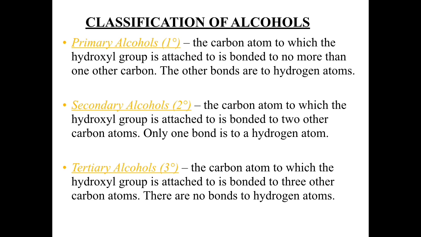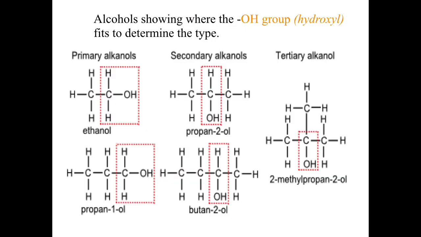There are three basic types of alcohols. Primary, where the OH unit is on the end. Secondary, where the OH unit is attached to a carbon that's fastened to two other carbons. And the tertiary, where the carbon is attached to a carbon that is fastened to three other carbons. Here are diagrams of primary ethanol, propan-1-ol, secondary propan-2-ol, butan-2-ol, and tertiary 2-methylpropan-2-ol alcohols.